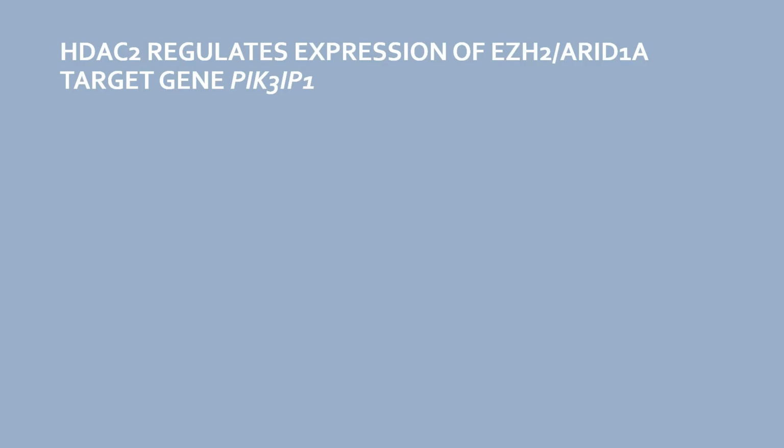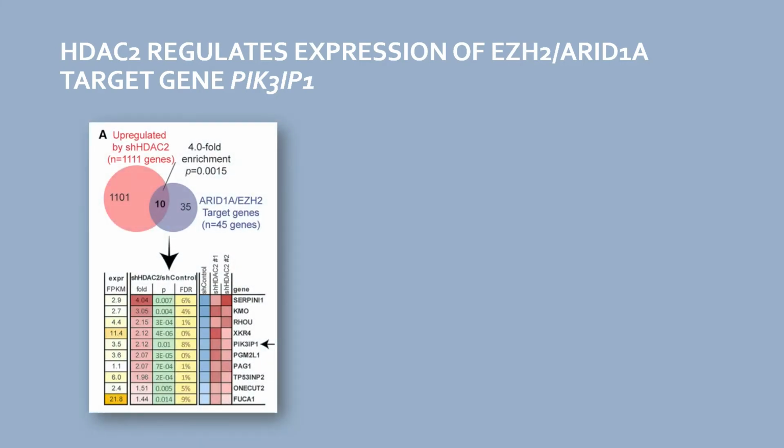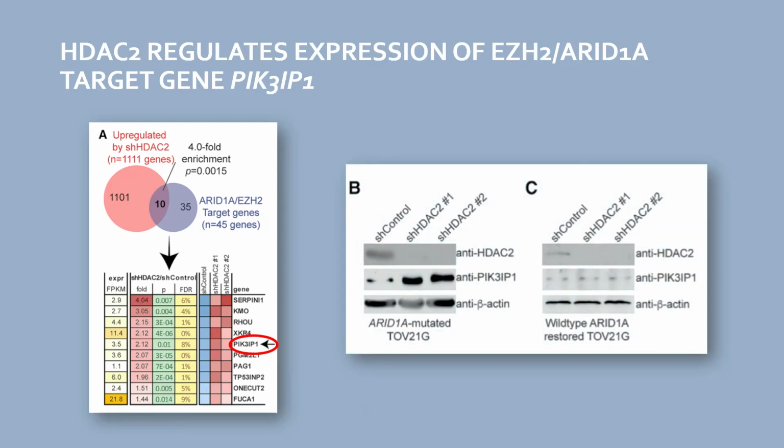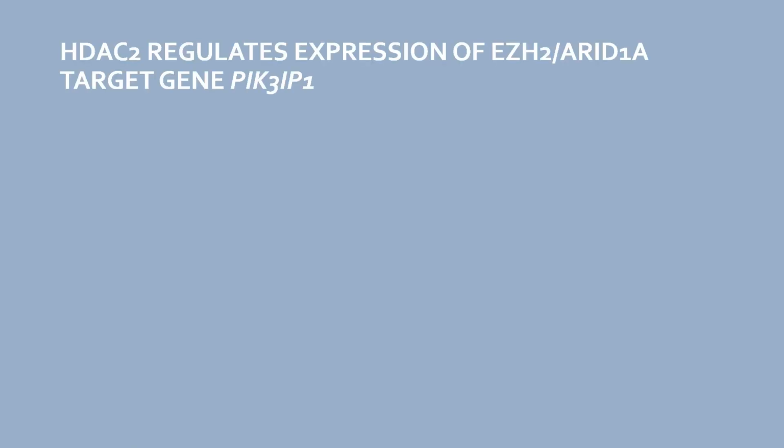Following this, the scientists investigated how HDAC2 is involved in the regulation of apoptosis and proliferation. Firstly, they identified genes which are both repressed by HDAC2 and known targets of ARID1A and EZH2, and here they identified the tumour suppressor gene PIK3UP1. They then confirmed via Western blot that HDAC2 regulates PIK3UP1 expression in an ARID1A status-dependent manner, as HDAC2 inhibition only induced PIK3UP1 expression in ARID1A mutated cells, as you can see by the presence of bands on the left, but not on the right.